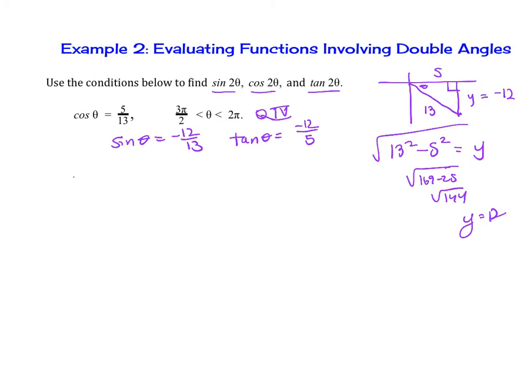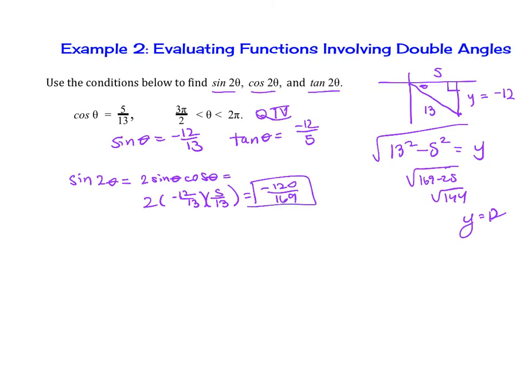So now to do the double angle formula, so you're just going to have to use the formula. Sine of 2 theta is 2 sine of theta cosine theta. So this is 2 times sine of theta, negative 12 over 13, times cosine of theta is 5 over 13. So let's see, we have 12 times 5 times 2, or 5 times 2 is 10, so this is negative 120 over 169. So it's actually pretty fast.